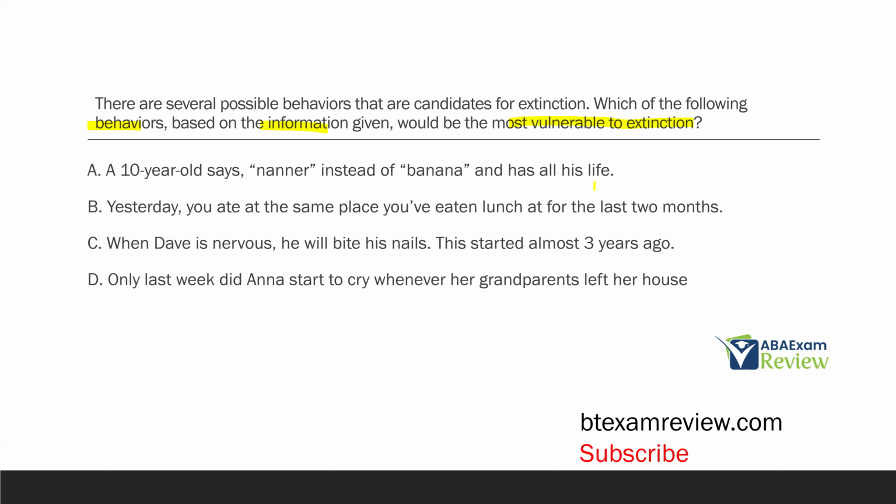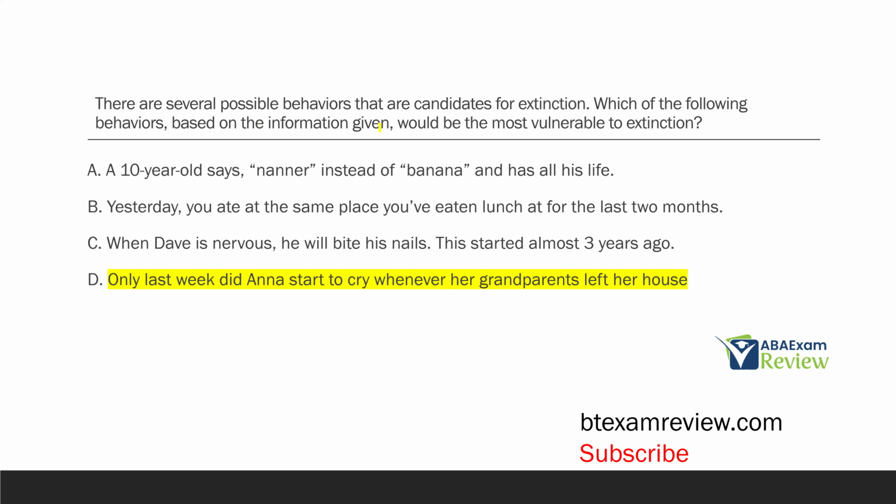And then D, only last week did Anna start to cry whenever her grandparents left their house. All 4 of these scenarios involve a time. And when it's just the time component, based on our information, D is going to be our answer because it's only been a week that Anna's been engaging in this behavior and potentially receiving reinforcement.